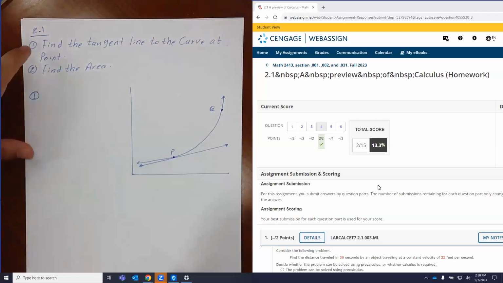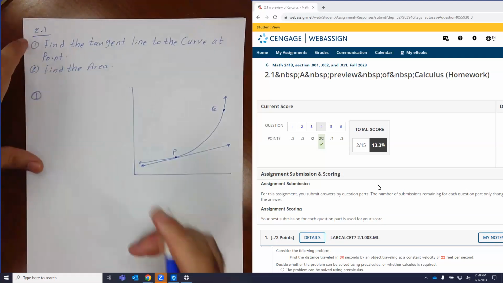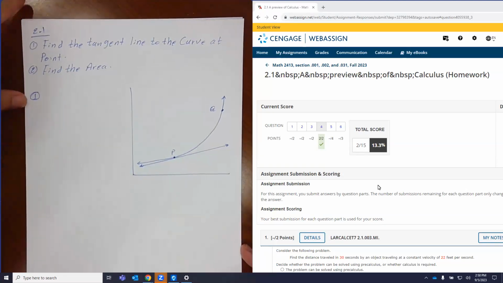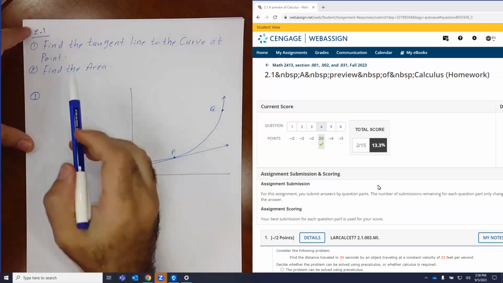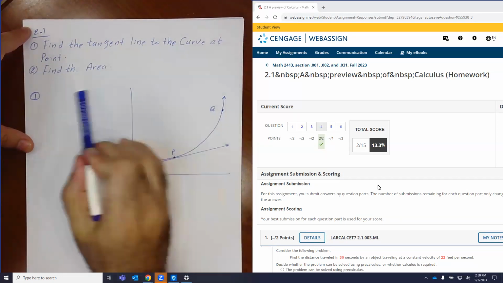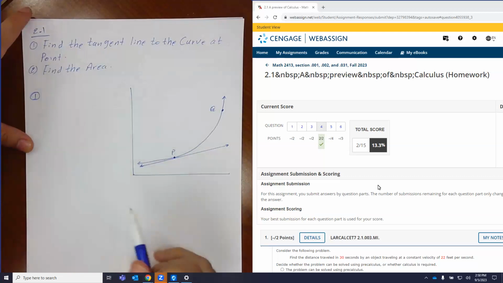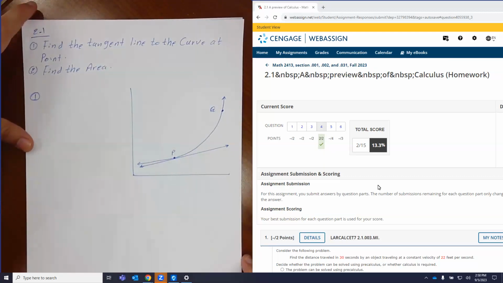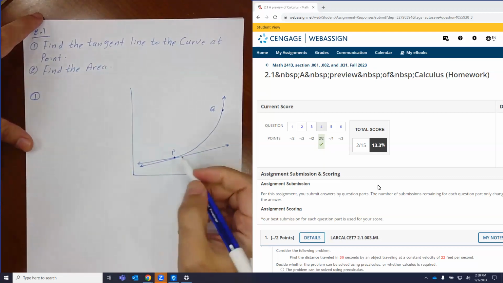So section 2.1, a preview of calculus. Two goals we're going to study, which is how to find the tangent line to the curve at a point, and find the area. For the first goal, how to find the tangent line to the curve at the point P.